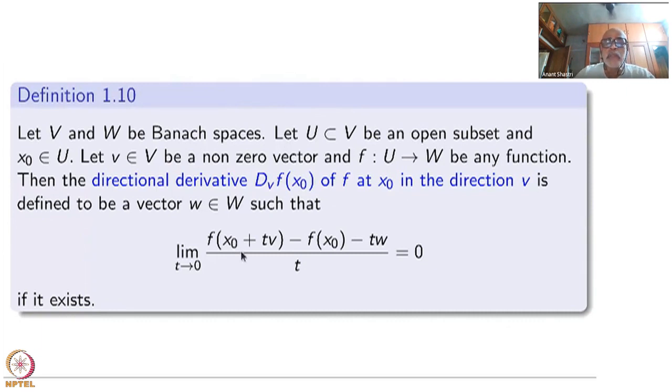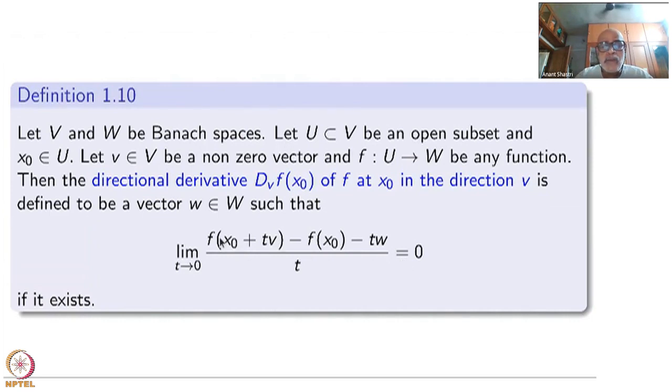It is defined as follows: it is a vector w in W such that the limit of f of x naught plus t times v, minus f of x naught, minus t times w, divided by t itself, no norm, is zero. Here f, x naught, v and w are fixed, so this is a function of one real variable t. This limit must be zero.